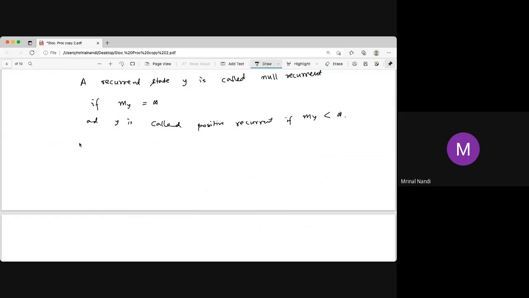So if y is null recurrent, then we have that the limit as n tends to infinity of g_n(x,y) by n is 0. That is the same as the limit as n tends to infinity of the sum over m equal to 1 to n of the transition probabilities from x to y in m steps, divided by n, which is 0.